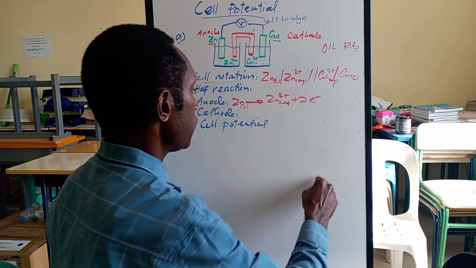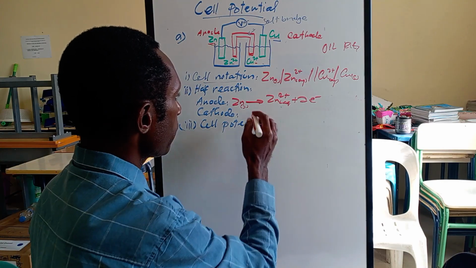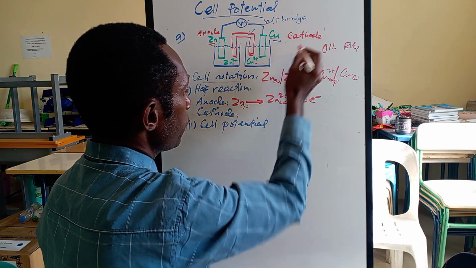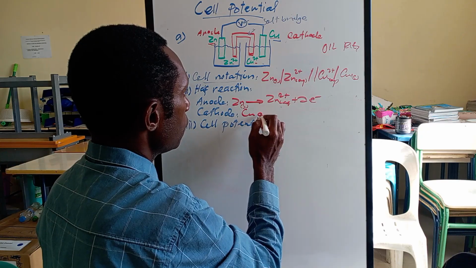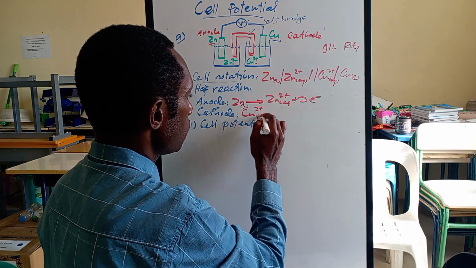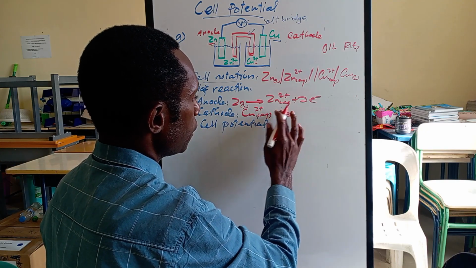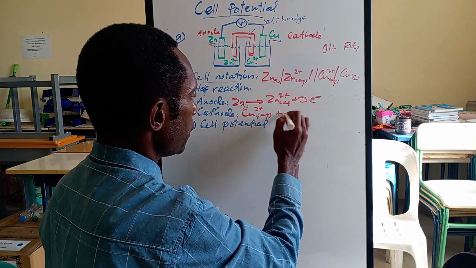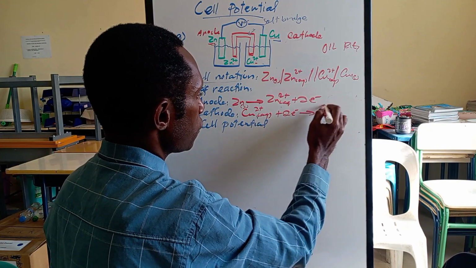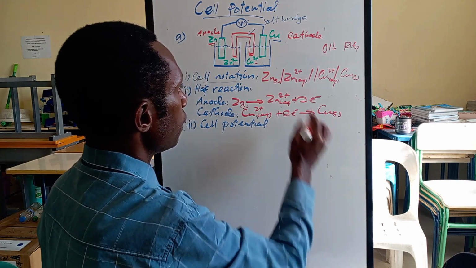Okay, so now let's look at the cathode. It's this one. Okay, Cu2+ (aq). Oh, sorry, it gains electrons, so it will be plus 2 electrons, produces Cu solid.